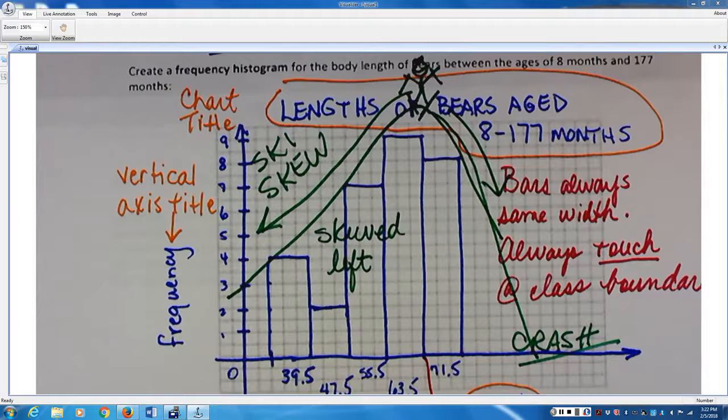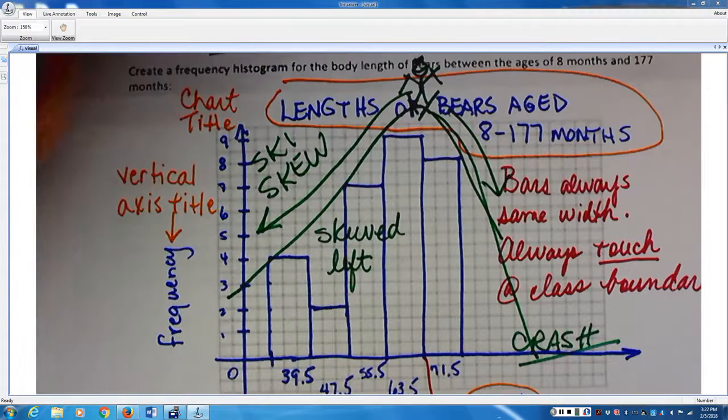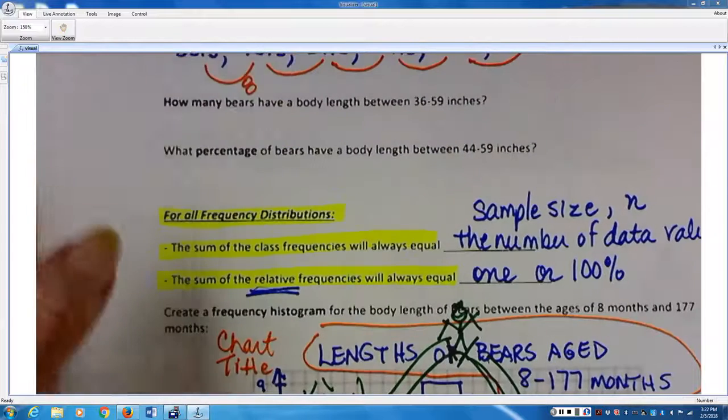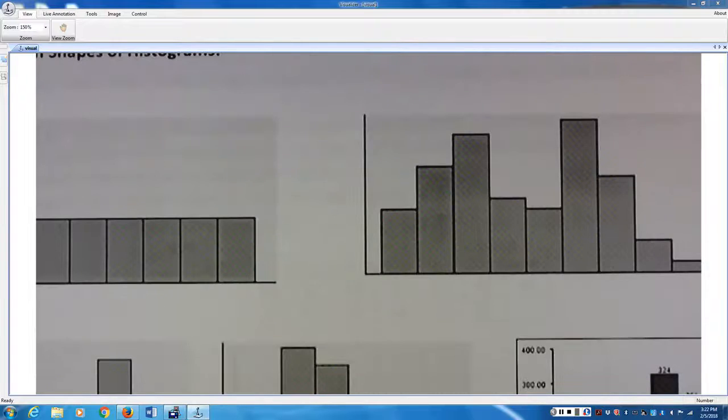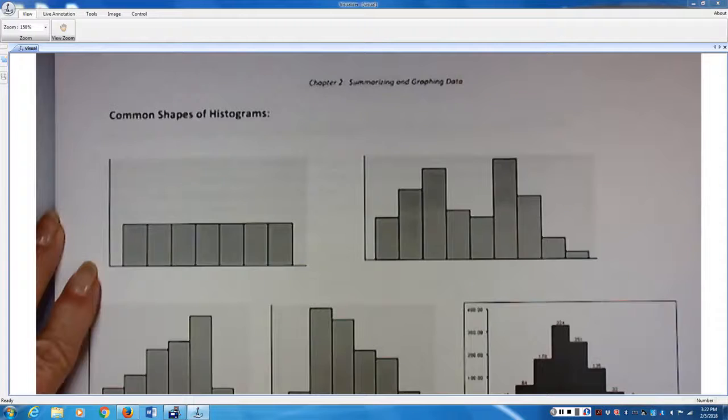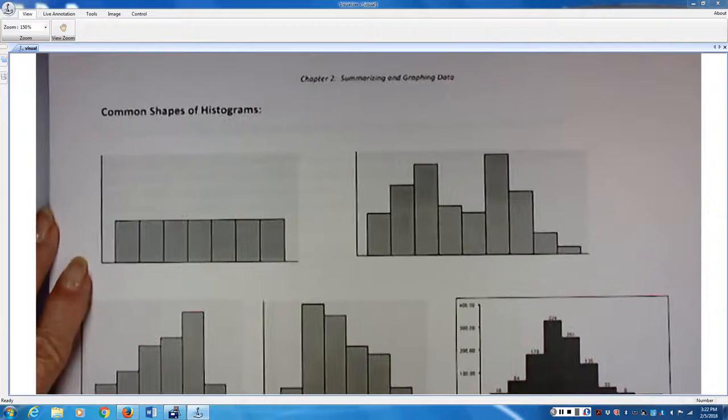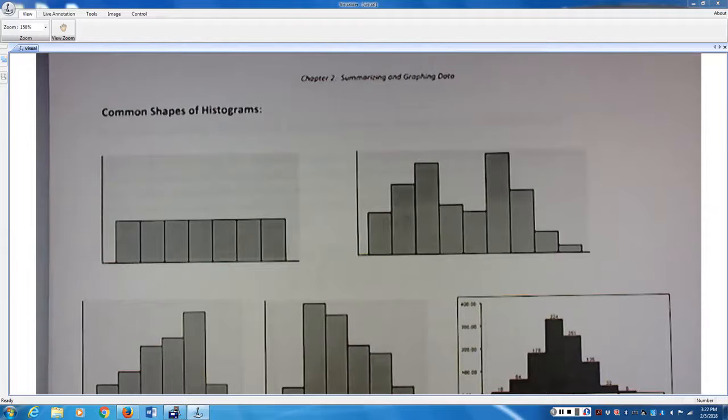Now we're going to look at some others and classify them the same way. So here we've got some more histograms. Let's look at these top two. This histogram is what we would refer to as uniform. The first one is uniform.